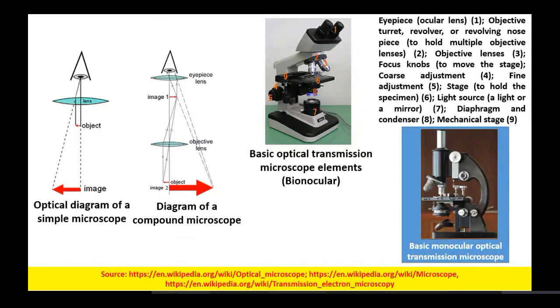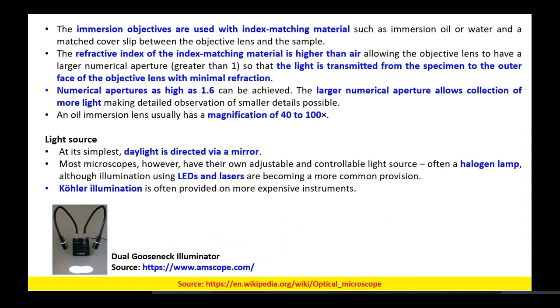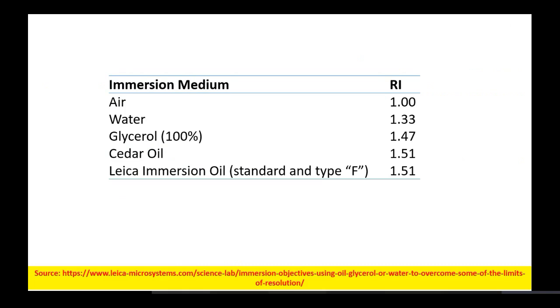Then we covered the different parts of the microscope. Then the resolving power of a microscope and how we can calculate it, that we have seen. Then we discussed the different parts, what they do, and their properties, right?